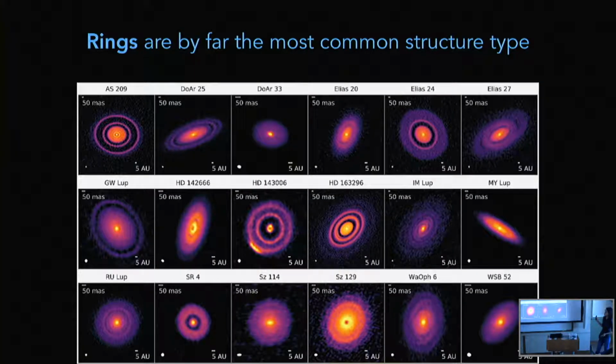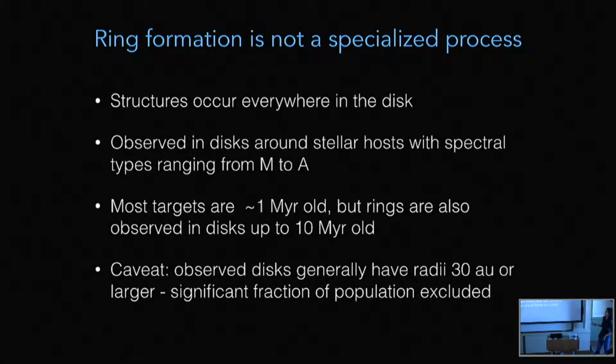By far, though, the most common type of substructure we see are these series of concentric gaps and rings. So knowing this, we can say that ring formation is not a specialized process. We see these structures occurring basically everywhere in the disk, as close in as a few AU, which is almost the resolution limit, and as far out as 150 or 200 AU. We see them in disks orbiting stars across a range of spectral types from M through A.